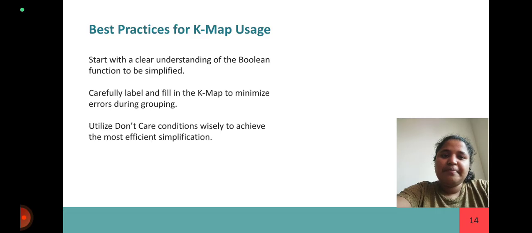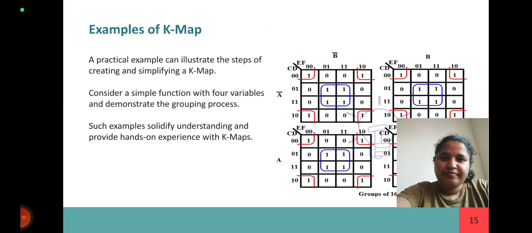Best practices of K-map usage: start with a clear understanding of the Boolean function to be simplified. Carefully label and fill the K-map to minimize errors during grouping. Utilize don't care conditions to achieve the most efficient simplification.